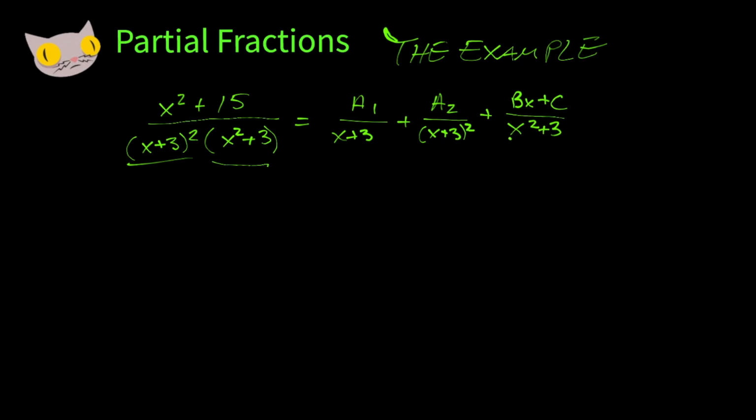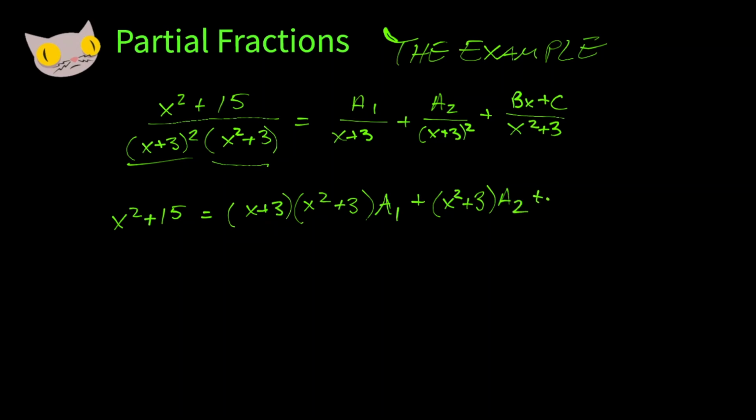Now we multiply through by x plus 3 squared and x squared plus 3, and we set it equal to our value up top. x squared plus 15 is equal to x plus 3 times x squared plus 3 times a1, plus x squared plus 3 times a2, plus x plus 3 squared times bx plus c, right?